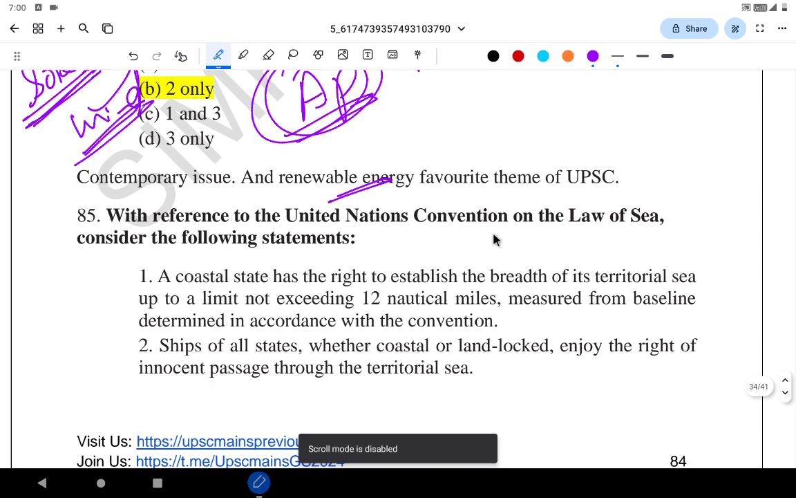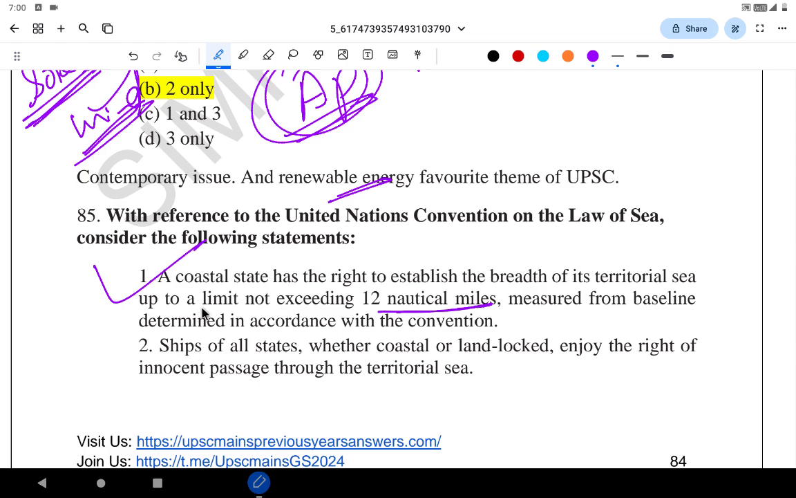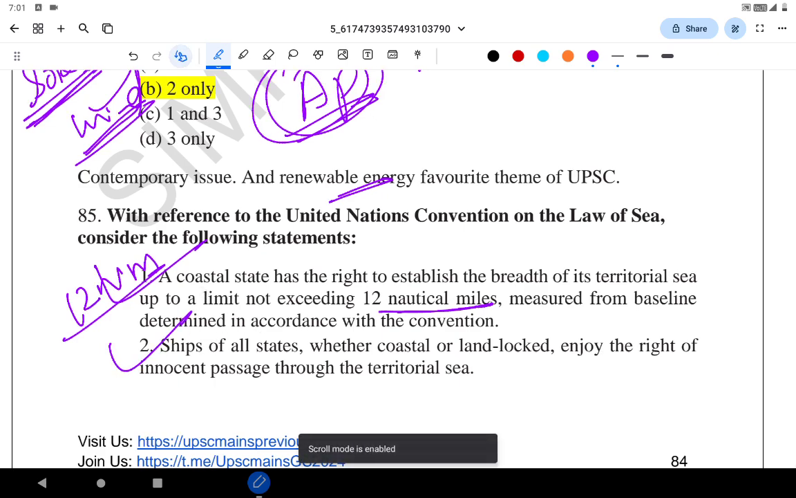With reference to the United Nations Convention on Law of the Sea, consider the following statements. A coastal state has the right to establish the breadth of its territorial sea up to a limit not exceeding 12 nautical miles measured from the baseline determined in accordance with the convention. Correct. That is, the territorial water of a country is up to 12 nautical miles. Ships of all states, whether coastal or landlocked, enjoy the right of innocent passage through the territorial sea. It's correct.